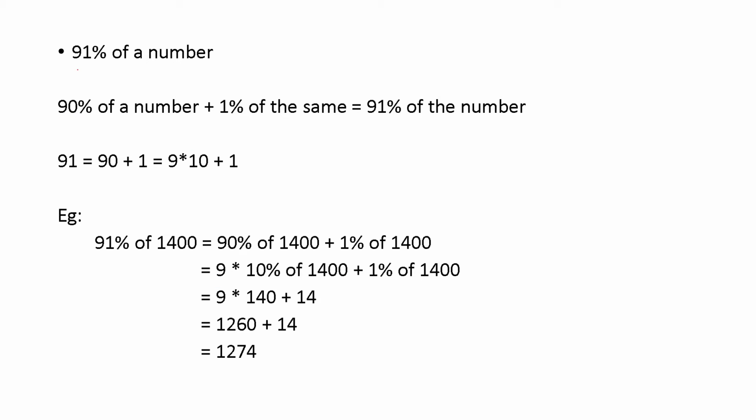Next is 91 percentage of a number. That is 90 percentage of the number plus 1 percentage of the number. 90 means 9 into 10. Okay. So 91 percentage of 1400. 90 percentage of 1400 plus 1 percentage of 1400. 90 percentage means 9 into 10 percentage. So 10 percentage of 1400 is 140. 9 into 140 plus 1 percentage of 1400 is 14. Okay, add both, you will get this value.